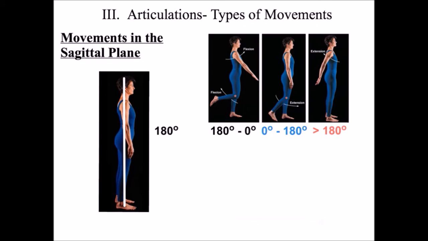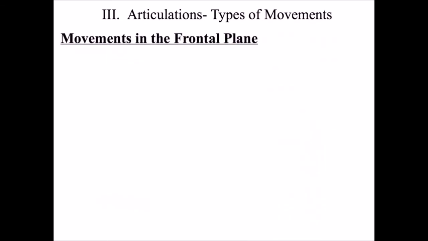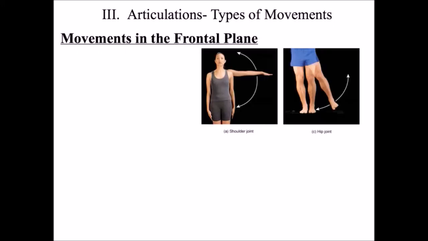There are two special movements that occur in the sagittal plane that occur in the ankle. They are called dorsiflexion, which is pulling your toes toward your knees, and plantar flexion, which is pointing your toes away from your knees. The next type of movements are movements that are parallel to the frontal plane. Again, beginning in anatomical position, movements of the frontal plane include abduction and adduction. In abduction, you are moving your appendage away from the midline of your body, and in adduction, you are moving your appendage towards the midline of your body.